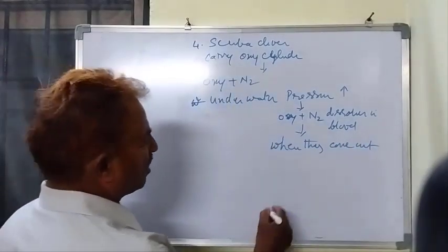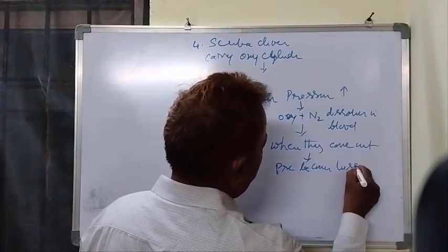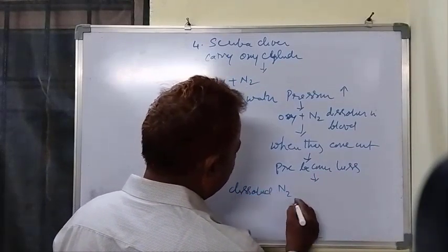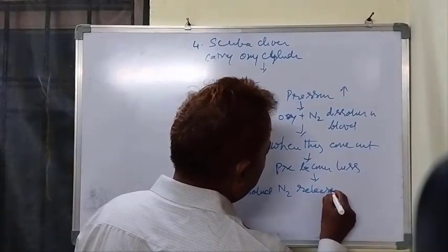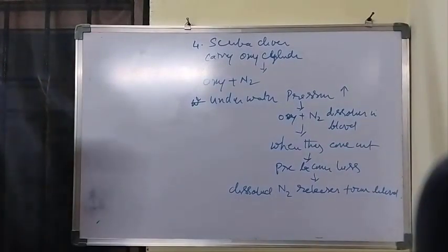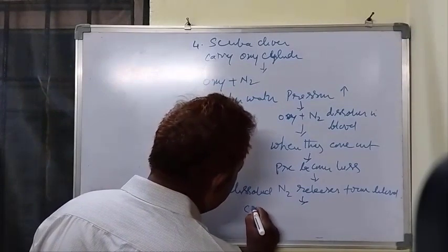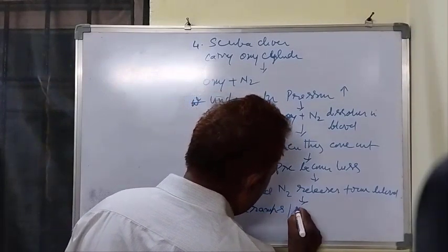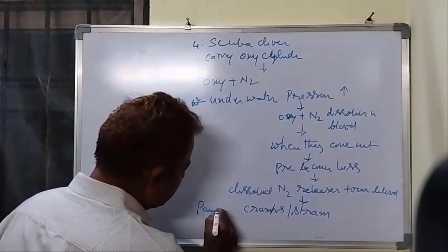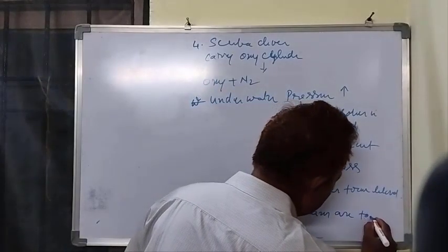So when they come out, what happens? Pressure becomes less. When the pressure is less, the dissolved nitrogen comes out. Dissolved nitrogen releases from the blood. As the release of nitrogen from the blood takes place at once, due to this, cramps are formed. Cramps or strains. These cramps or strains are very painful.